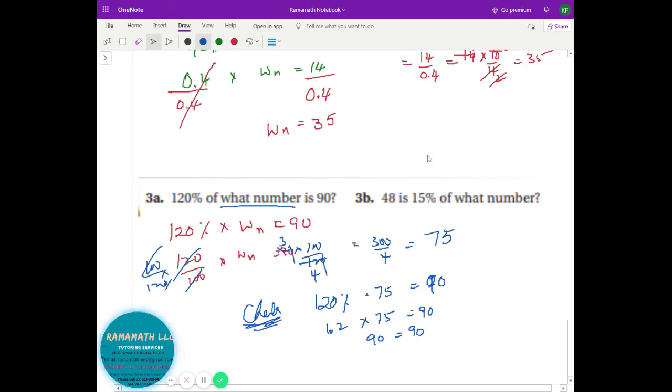So you guys are doing everything correctly. I mean, nothing wrong with that. The only mistakes are like, where do I put a percent, or where do I not put a percent? So that's where we're getting confused.